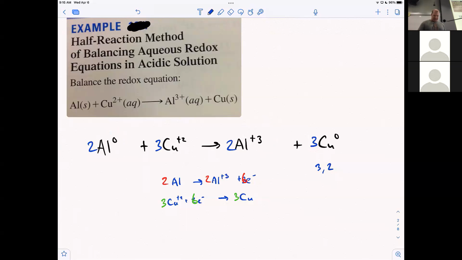So aluminum metal going to aluminum plus 3 generates 3 electrons. Copper plus 2 going to copper metal absorbs 2 electrons. Because of that, 2 and 3, we need to generate 6 and consume 6. So we multiply aluminum by 2 and copper by 3, and then get the balanced equation that way. So is this making sense so far?